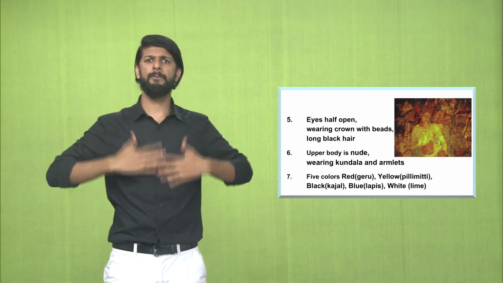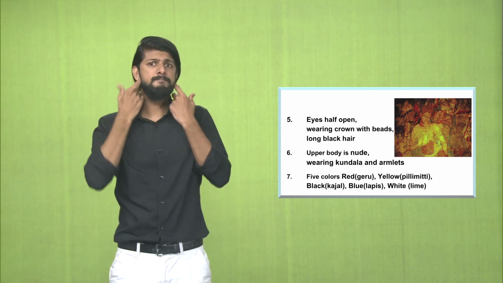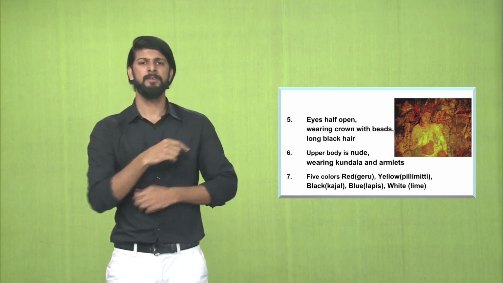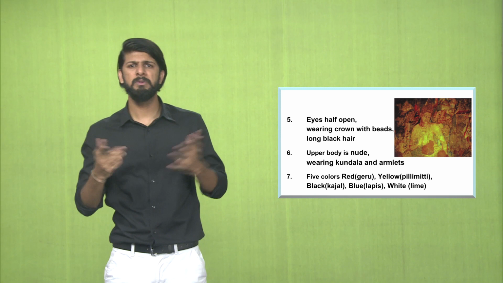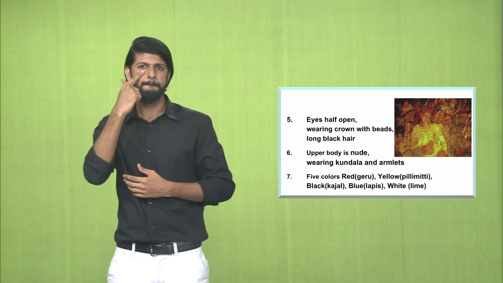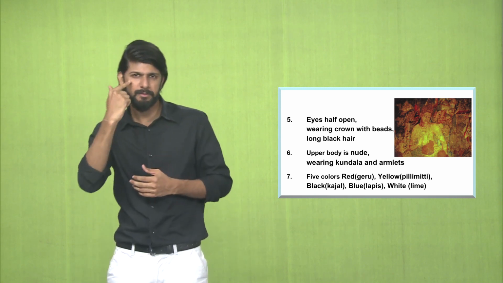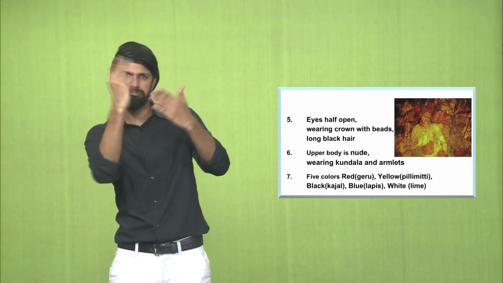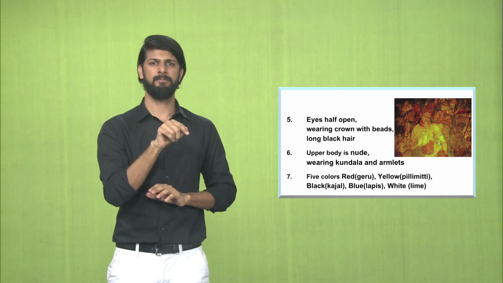The upper body is nude. In the painting, Avalokiteswara is wearing kundal and armlets. 5 colors used: red or geru, yellow or pili mitti, black, kajal, blue, lapis and white, lime.